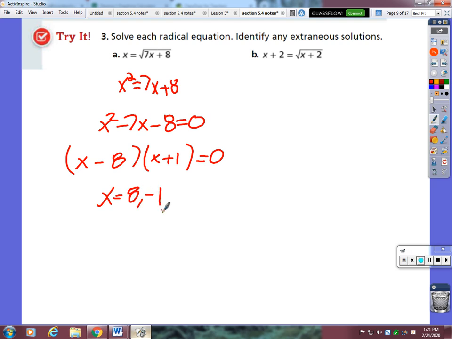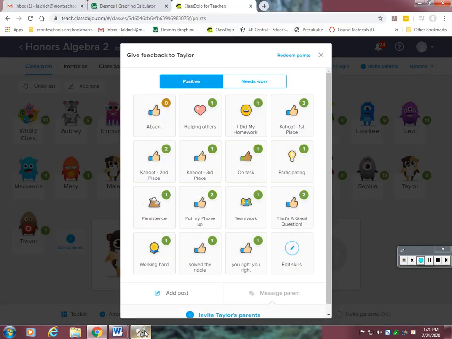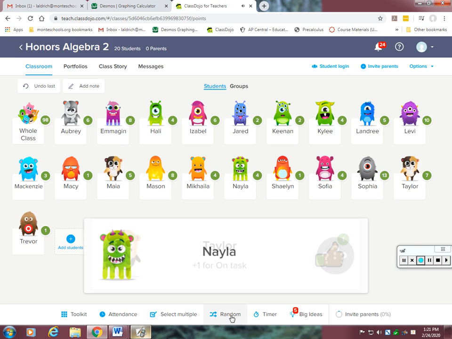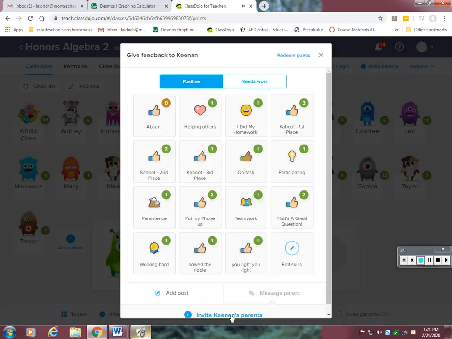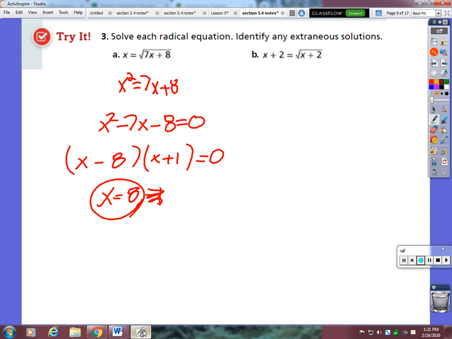Okay. Why not? Yeah, okay. You know you can't take the square root of stuff and get negative 1 as an answer, so this guy is a loser, and our only answer is x equals 8. Okay? All right, let's try the other one. This one's a little bit trickier. Keenan, what do you do first?